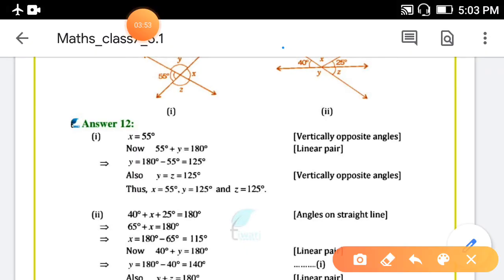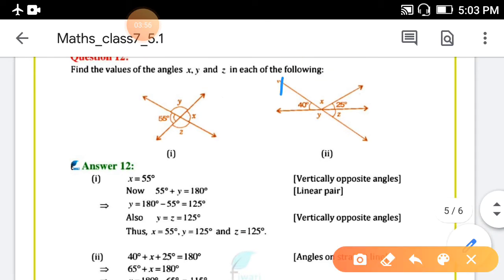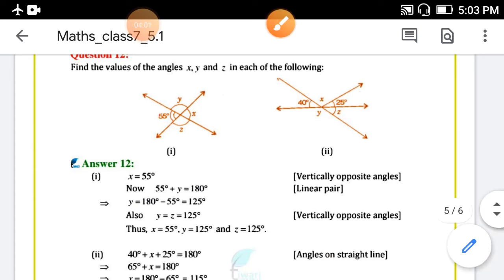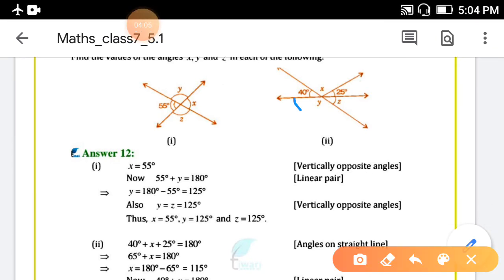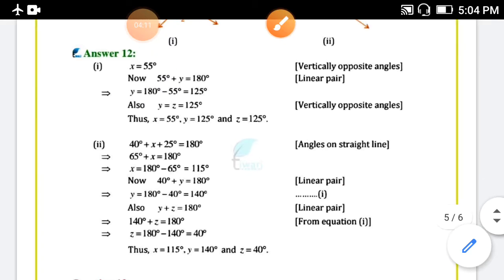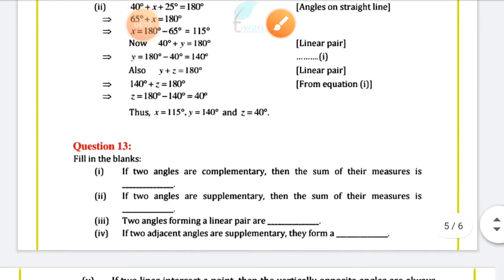Next, this 40 plus y. 40 plus y forms a linear pair. So 40 plus y is equal to 180. So y is equal to 140 degree. Next, y plus z is equal to 180 degree. And we got the value of y, that is 140 degree. So z is equal to 40 degree.